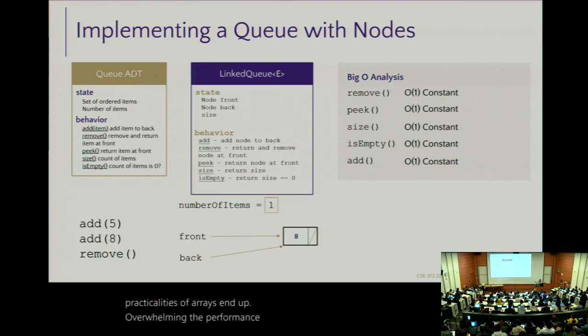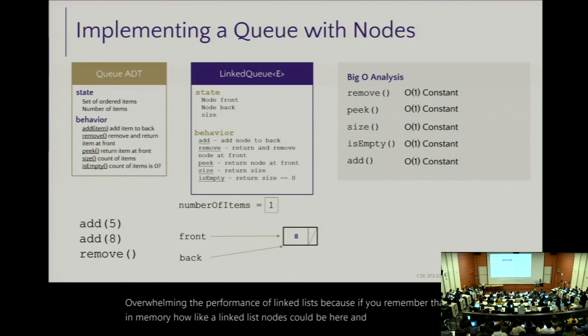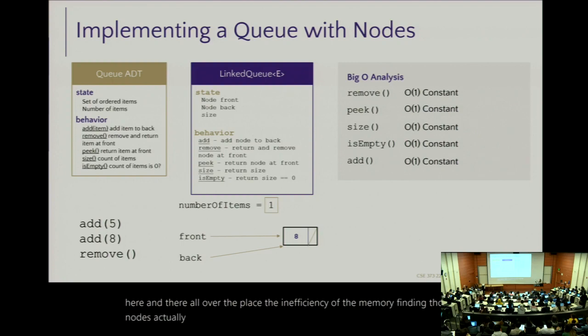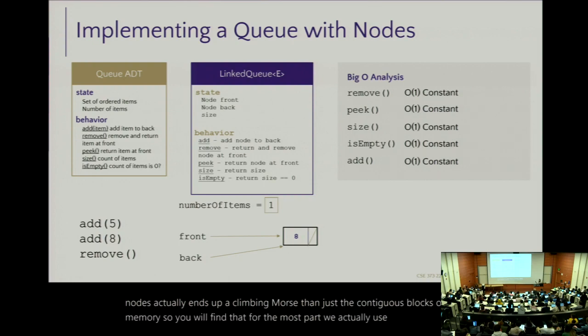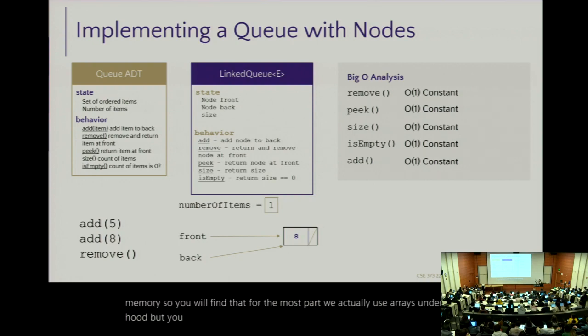Because if you remember that in memory, linked list nodes could be here and here and here and here, and they're all over the place. The inefficiency of the memory finding those nodes actually ends up climbing worse than just the contiguous blocks of memory. So you'll find that for the most part, we actually use arrays under the hood. But you are absolutely correct in that it is painfully obvious how much better linked lists are from a pure theoretical analysis standpoint.